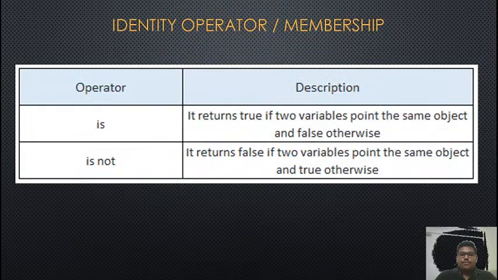Then we have the identity operator, is and is not. It returns true if two variables point to the same object and false otherwise. Basically, it returns true if my two variables point at the same particular object. When they are pointing to or resembling the same object, I say that it's true. Otherwise, it's not true.